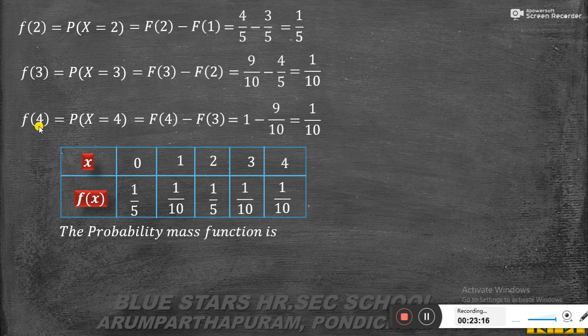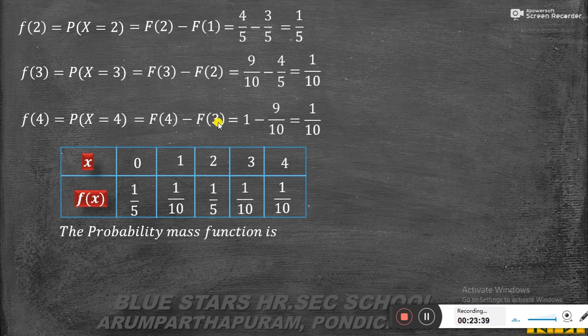Next f of 4. f of 4 means the probability of x equal to 4. The probability of x equal to 4 means f of 4 minus f of 3. The f of 4 value is 1 minus the f of 3 value, that means the previous answer, 9 by 10. So doing the cross multiplication, 10 into 1 is 10, 10 minus 9 is 1 by 10. This is the answer for f of 4.